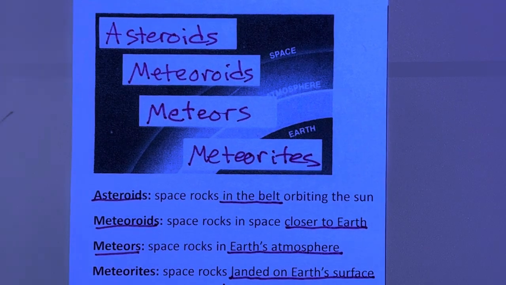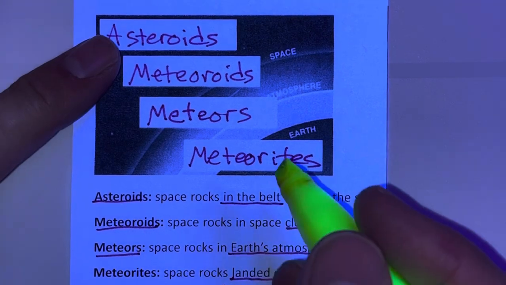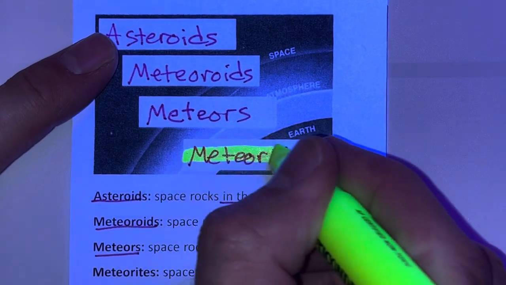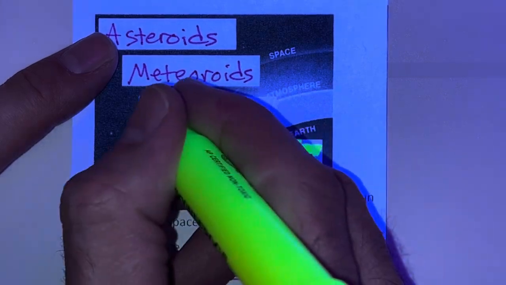And now if they land on Earth's surface, then these are going to be meteorites. Okay, and now everyone should have highlighters. Now we're going to be doing some black light today, so if you want to highlight these so they end up glowing a little bit more.